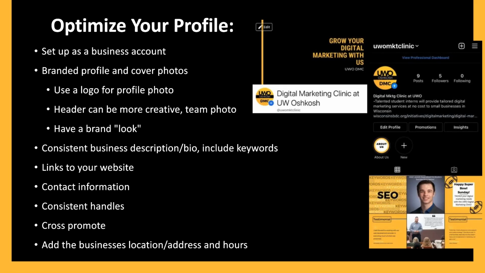Consistent business description and bio. Definitely include your keywords on Instagram and Facebook. The algorithm is going to pick that up and people are going to be able to easily identify what you provide. We also recommend links to your website, just bringing in that traffic from the social media sites. Update your contact information. Make sure users have up-to-date info on how to reach you. Also have consistent handles so people can familiarize themselves with the brand and see you on different platforms. We also recommend cross-promoting, so making sure that your audience knows all the different platforms you're on and sharing your content accordingly. Also add the business location, address, and hours.